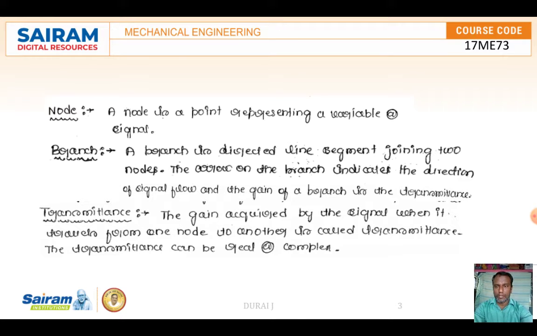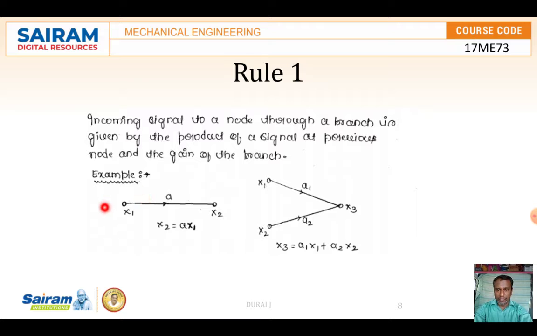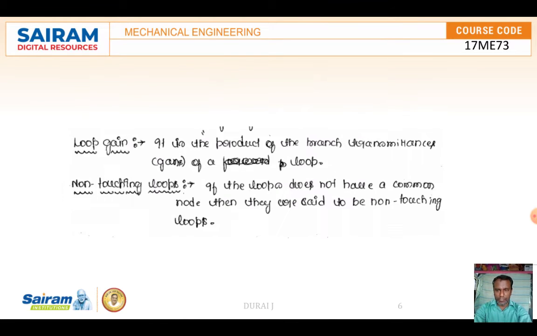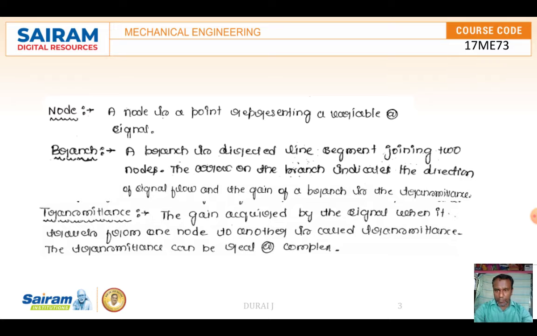So what is a node? A node is a point representing a variable or signal. The point we are going to say here as a node. So for example, here this is node 1, 2. So this will be the gain, and transmittance, all those things we are going to call like this. Okay, so then comes the branch.